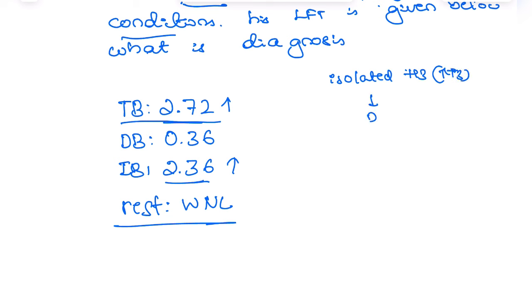So total bilirubin is elevated. In that condition you have to look at the direct bilirubin, whether it is less than 15% or more than 15%. 15% of total bilirubin 2.72 comes to around 0.4. The direct bilirubin is less than 0.4, so it is less than 15%. In this case we are dealing with indirect hyperbilirubinemia.